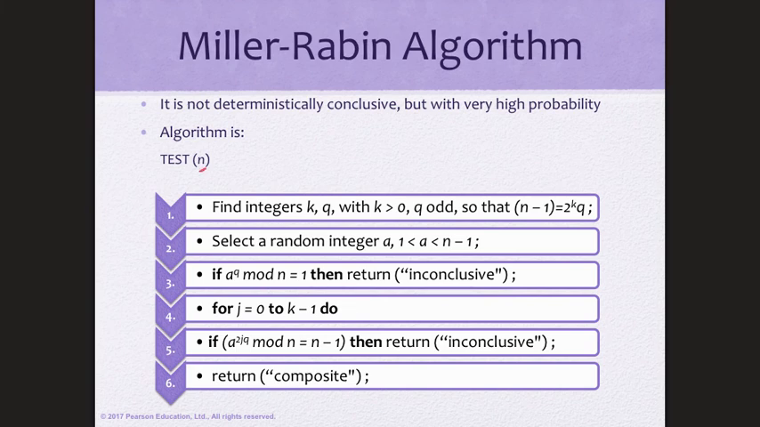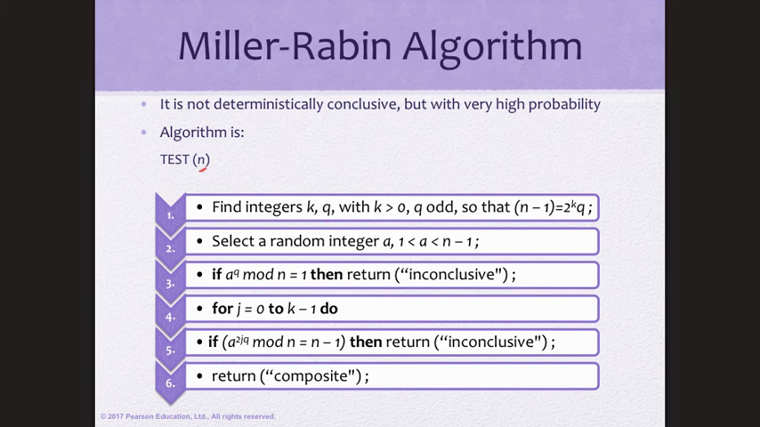You pass a number n to be tested for primality. Let's say I want to test if 1,000,001 is a prime number. So I pass n as 1,000,001. Then I'm going to find integers k and q, with k greater than 0 and q odd, such that n minus 1 is equal to 2 to the power k multiplied by q. So I'm going to take that to 1,000,000, and then factor out the million to 2 to the power k multiplied by q. Q is an odd value, and k is some integer, such that 2 to the power of k multiplied by q gives me the 1,000,000, right?